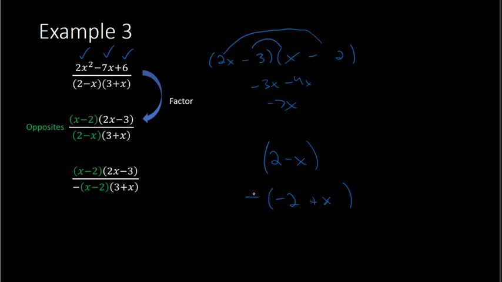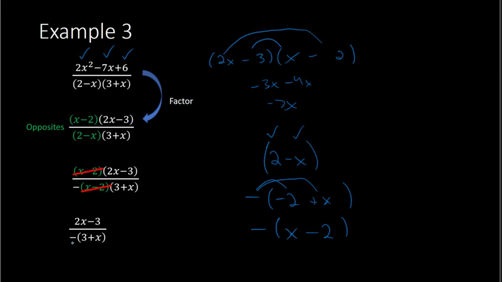And that would be true because negative times negative 2 is a positive 2, and a negative x would be negative x. So pulling a negative out changes the signs, and I can change the order so the positive x comes first and the minus 2 comes second. So that would be negative and then x minus 2. And then from here the x minus 2's will cancel, so what I have left is 2x minus 3 on the top and then negative 3 plus x on the bottom.